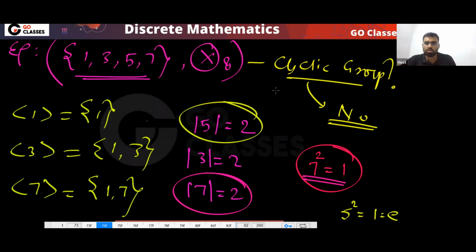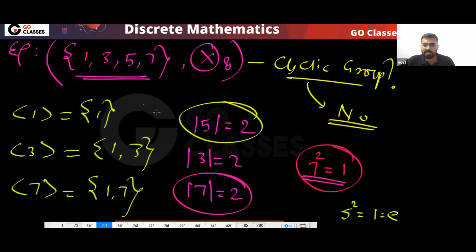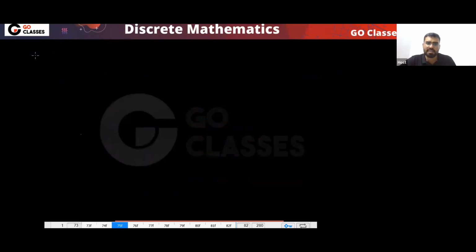So you can notice there is no generator in this. I can say this group cannot be generated by a single element. Can I say yes or no? There is no generator. So this is not a cyclic group because there is no single element which can generate this. So this group is not cyclic because you cannot generate this group by a single element.